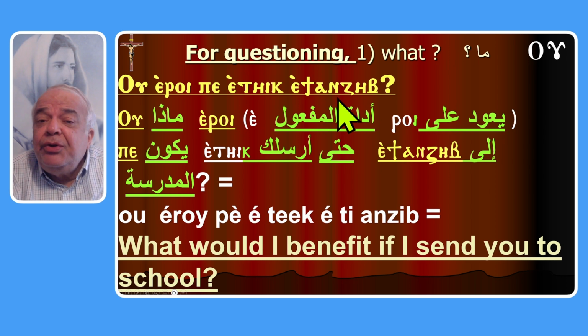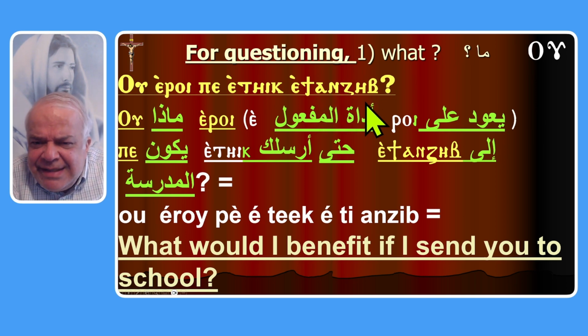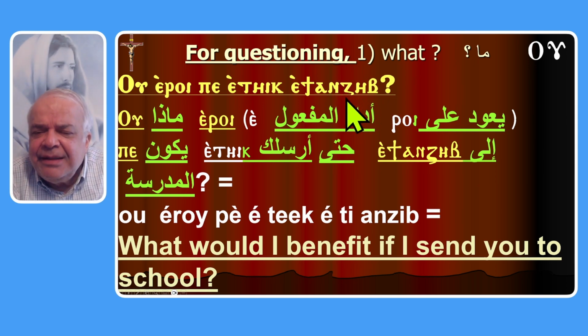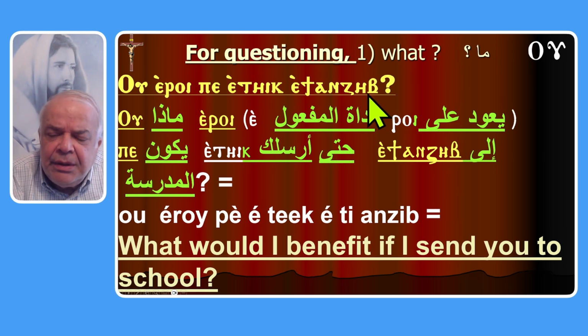I told you that any word in Coptic language that contains zeta is considered a Greek origin word except one word, anzib. That's the only Coptic word that has zeta in it. Anzib. And here the vita is pronounced like B because it is at the end of the word, as I told you before. So, O epsilon, what? Eroi, would I benefit? What would it be to me?